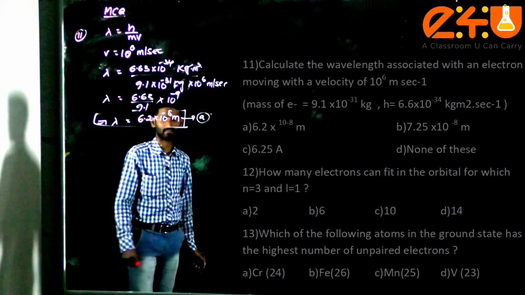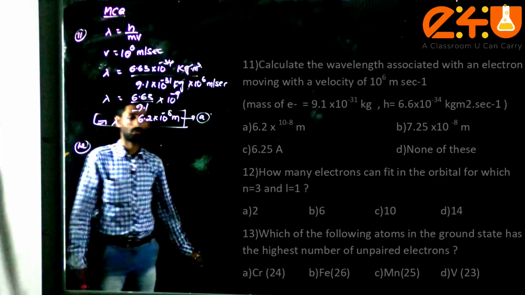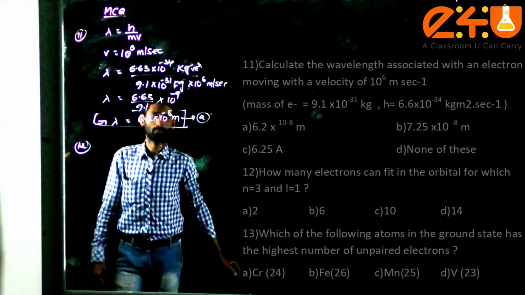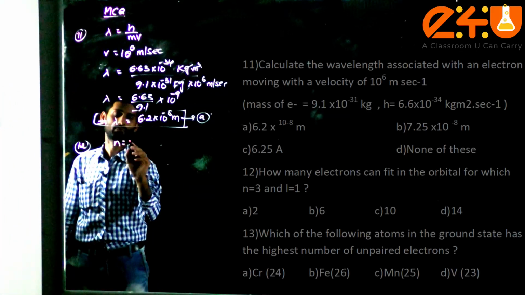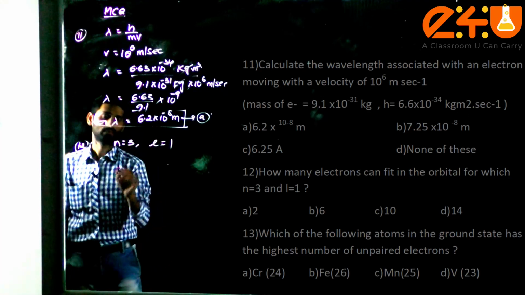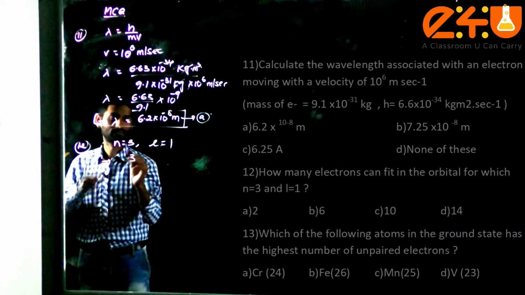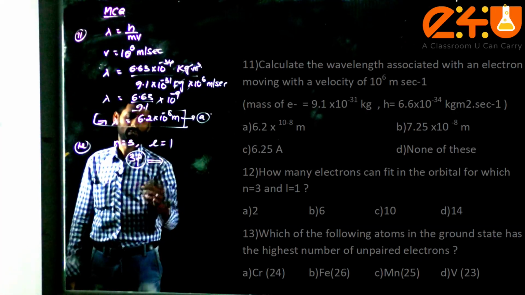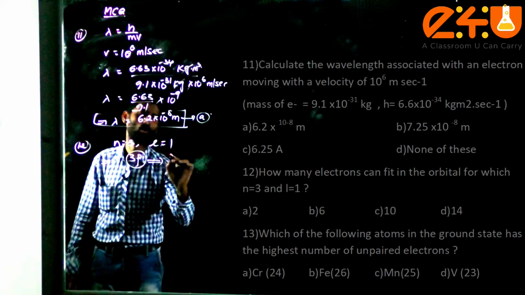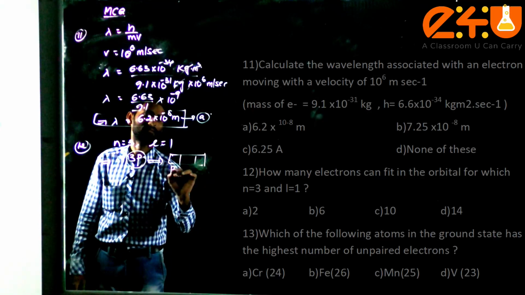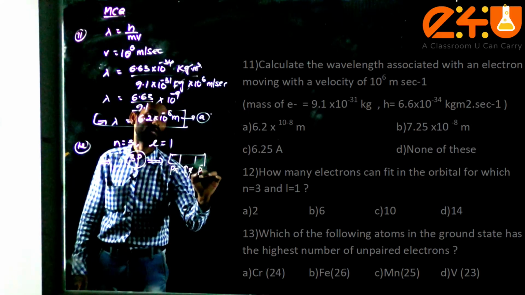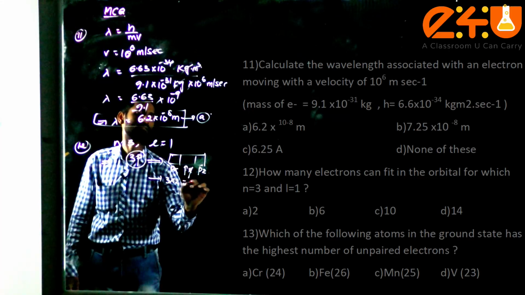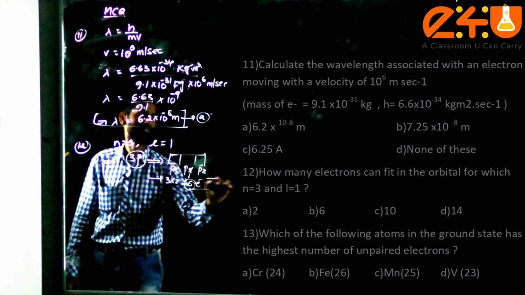Next one, question number 12. How many electrons can fit in the orbital for which n is equal to 3 and l is equal to 1? N is equal to 3 means the third shell, l is equal to 1 means p. How many degenerate orbitals are there? There are 3: px, py and pz. Each orbital contains 2 electrons, and 3 times 2 is 6 electrons. Option is B.